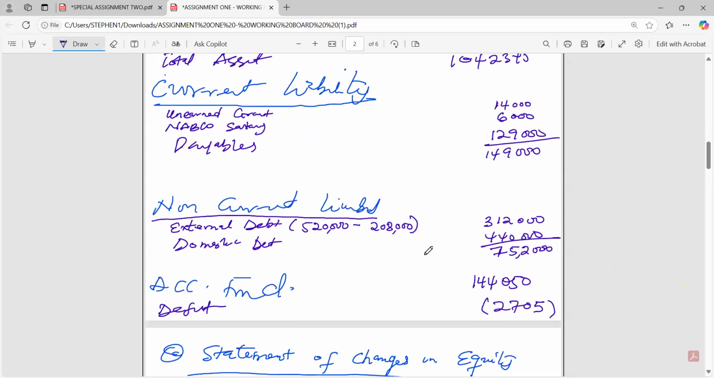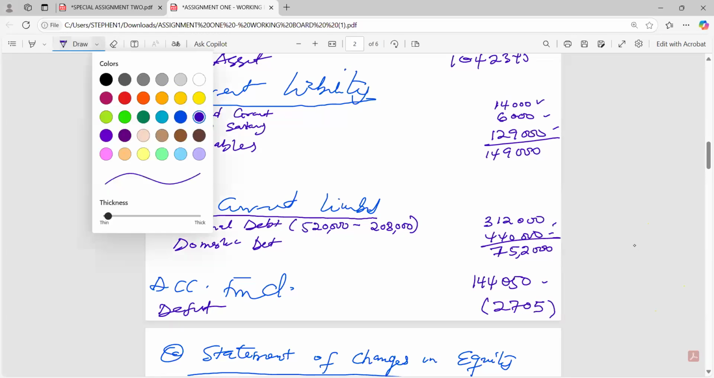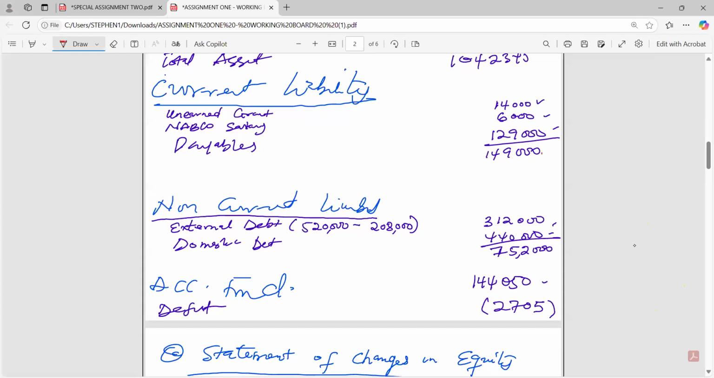Total current liability, accumulated fund and deficit. This, and this, okay, should give you this. So you come and write total. Please, I'll extend to this part. The total of this, and this. You are getting, please don't go and add there. When you get there, don't go and write. Come and write the total here.